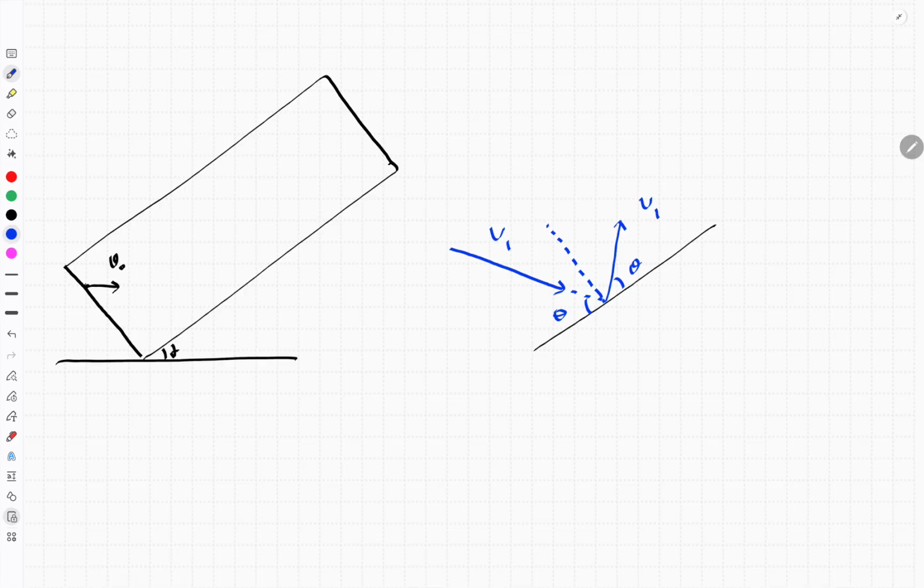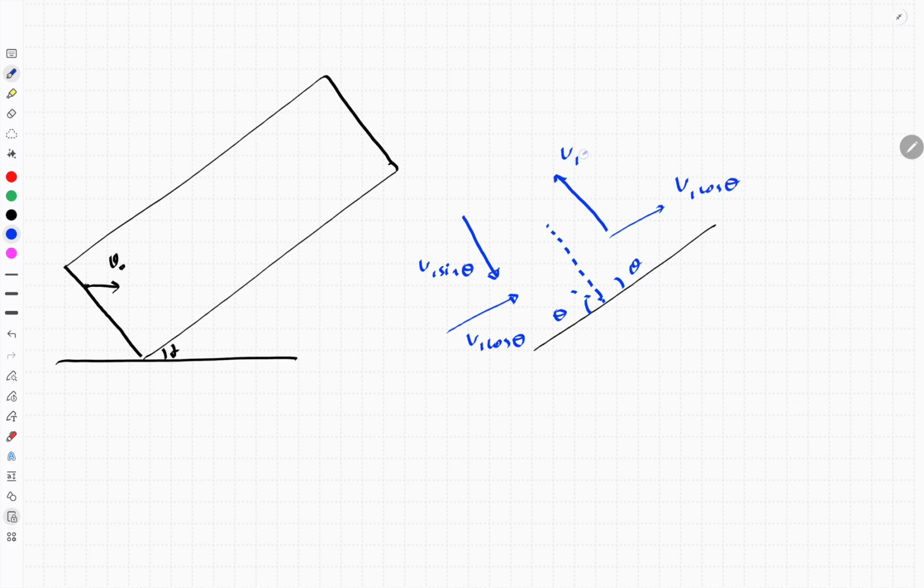Let me draw it in a slightly different form. Let me write v1 in terms of components. It will hit in this direction with v1 cosine theta. It will hit the wall downward with v1 sine theta. So I just did the same thing, in terms of components. Let me do the same thing here with the reflected velocity. In this direction, v1 cosine theta. In this vertical direction, v1 sine theta.